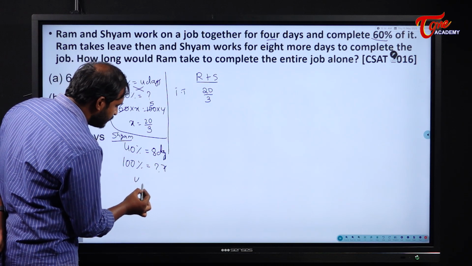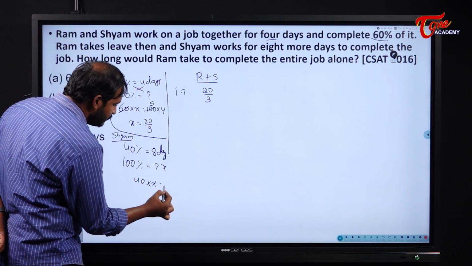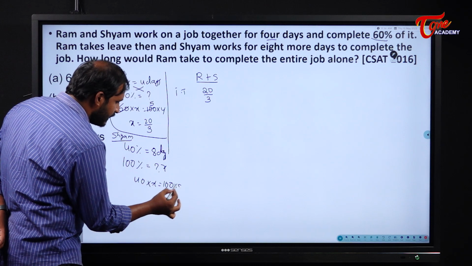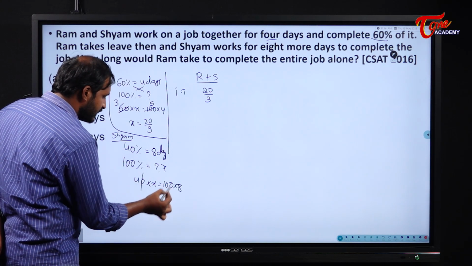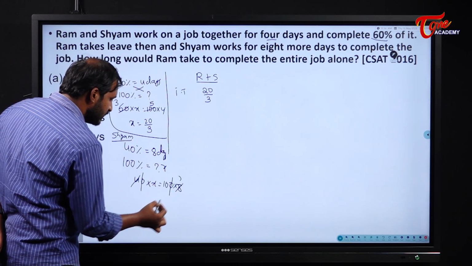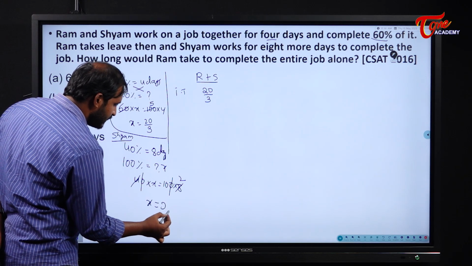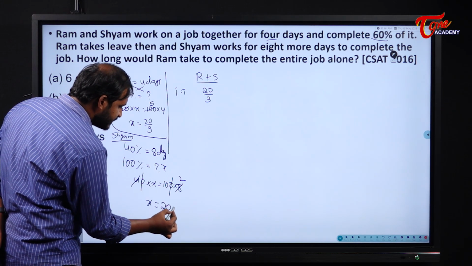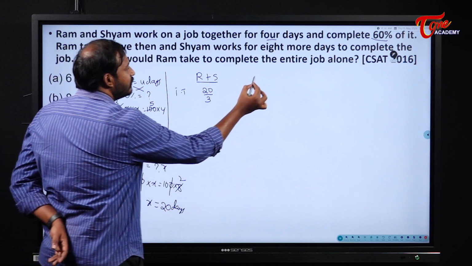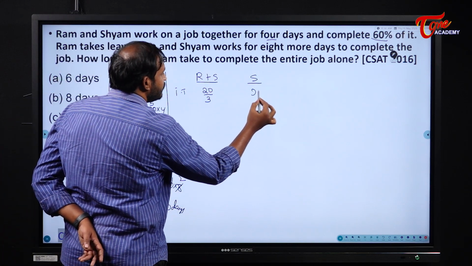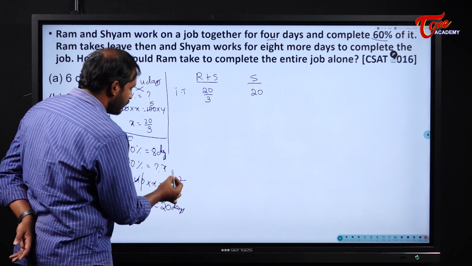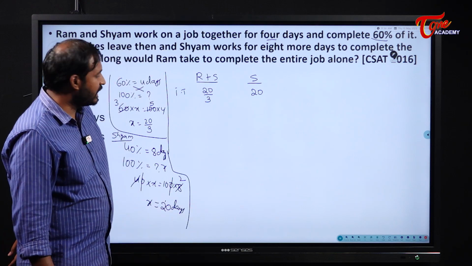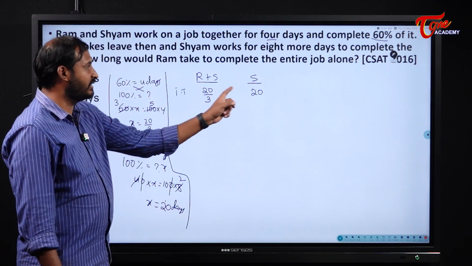Similarly, cross multiply it. 40 into x is equal to 100 into 8. Now 0, 0 get cancelled. 4 ones are 4, 4 twos are 8. That means x is equal to 20 days. That means Shyam alone can do the work in 20 days. Right? Understood, students? From these two data, I have written these two things.